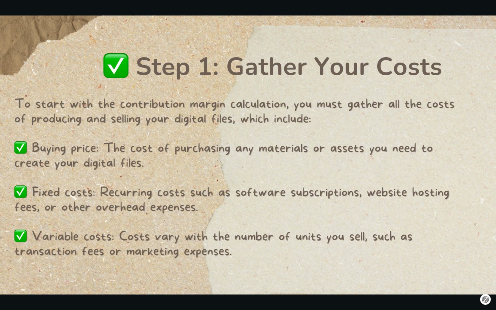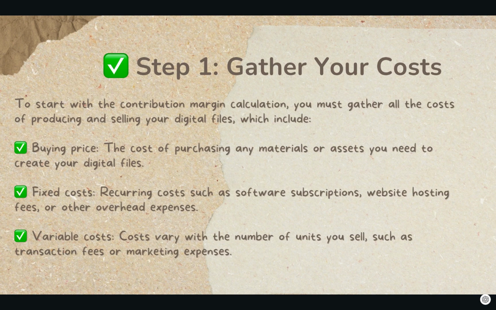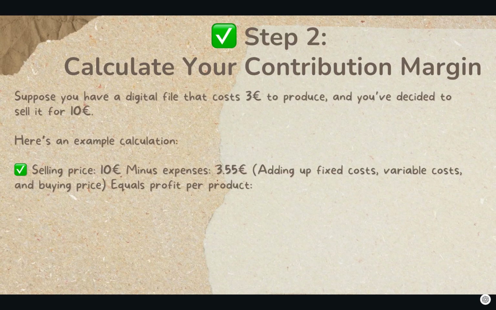Then you've got your fixed costs, which are recurring costs such as software subscriptions, for example, website hosting fees, and any other overhead expenses. And lastly, you have variable costs, which are costs that vary with the number of units you sell, such as transaction fees and marketing expenses. Ensure you are as detailed as possible. Include all the costs to understand your expenses accurately. It's really essential to clearly understand your costs before moving on to the next step.